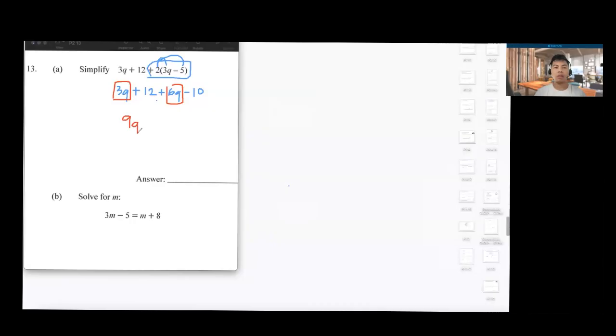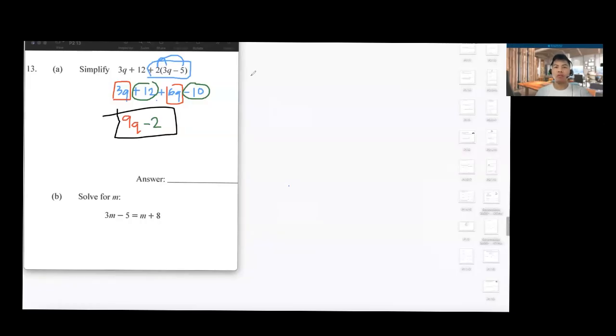Yeah, that's 9q. What else do we have there? 12 and -10 are like terms. We can combine them. It's just simply having 12 taking away 10. So it's 12 minus 10, which is 2. Yeah, so this is the answer: 9q plus 2. Does that make sense? Is there a question there?